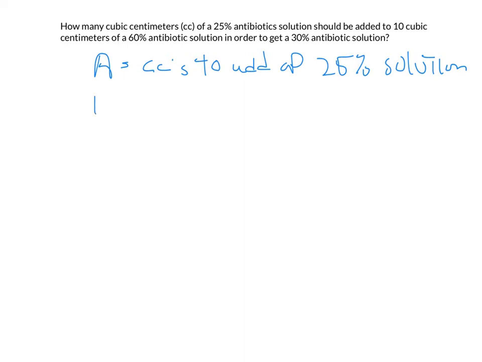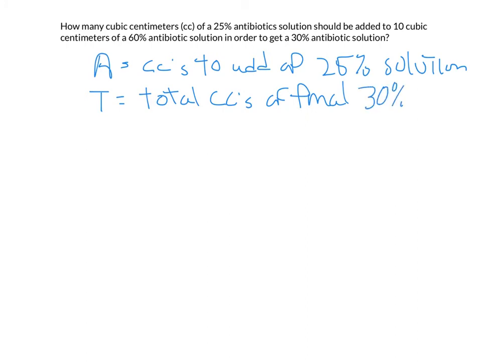And let's make B, we already know what our amount is: we're going to have 10 cubic centimeters of the 60%. So what we don't have is the total. So let's make T equal total cc's of final mixture, final 30% solution. We'll just call it solution, SOL apostrophe N, or abbreviation N.